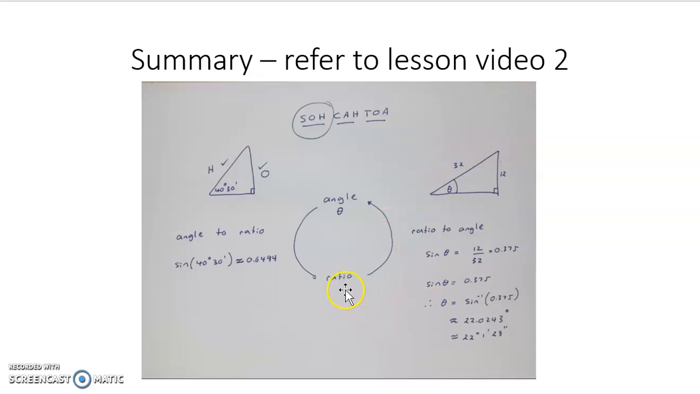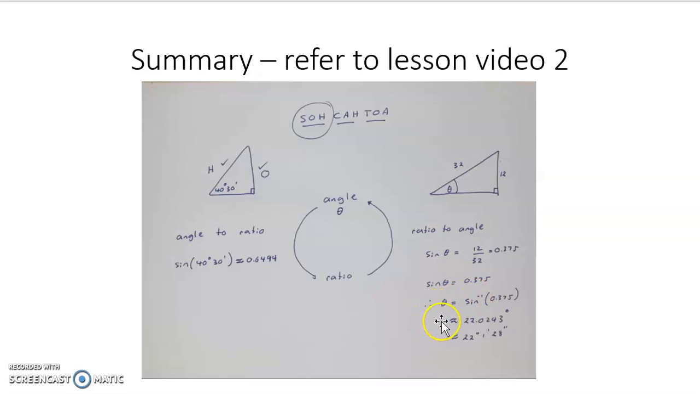Now over here in element 2, this is all the element 2 work. This is where we want to go from a ratio back up to an angle, right? So for example in this triangle I know that the opposite side is 12 and the hypotenuse is 32. I want to find out what that angle has to be that will correspond to those lengths in a right angle triangle. Well, this is the ratio to angle, right? I can write sine of theta is equal to 12 over 32, which is 0.375. Therefore, sine of theta is 0.375.